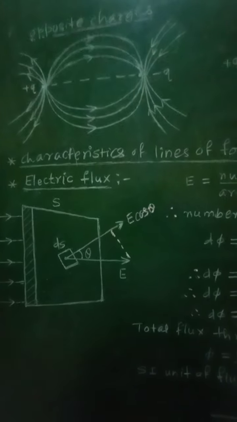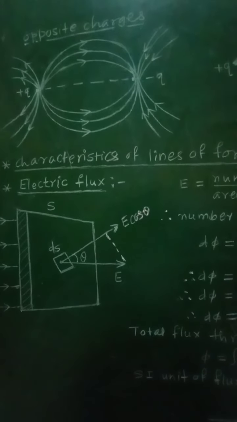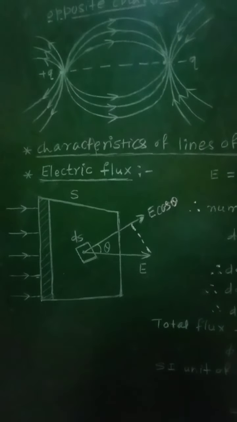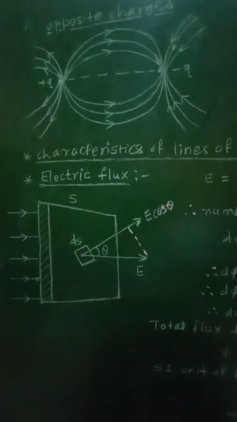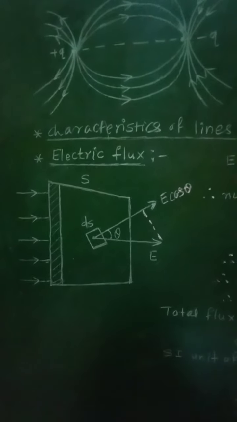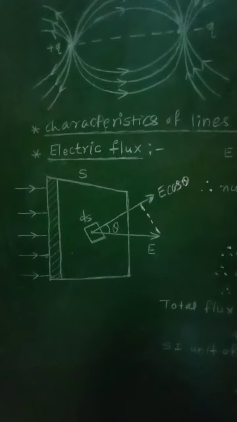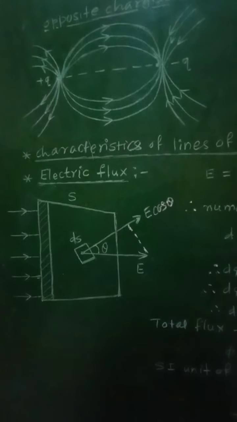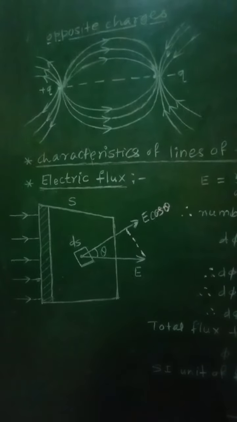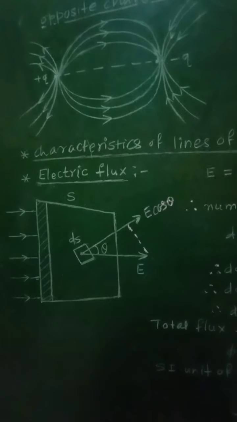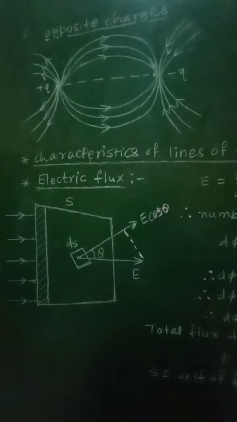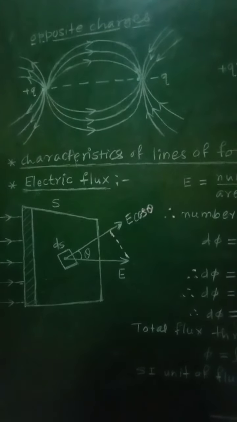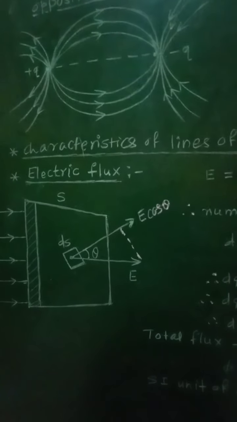Third characteristic, the lines of force leave or terminate on a conductor normally, that is perpendicular to the surface of that conductor. Fourth characteristic, the lines of force do not pass through the conductor, but they can pass through the insulators, and hence inside a conductor the electric field is always 0.